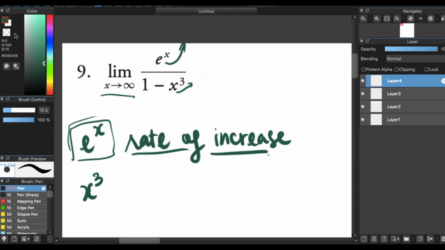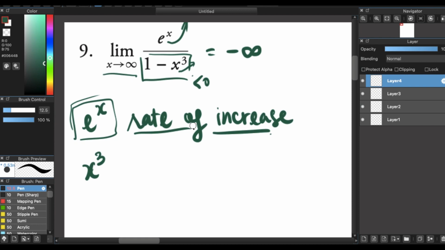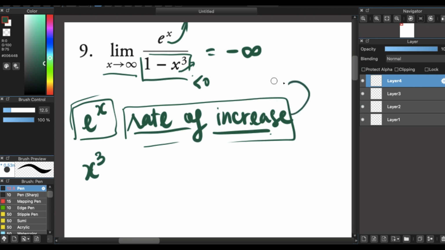And remember that this expression right here indicates that the denominator is smaller than 0, right? So we can conclude that the limit of this function will actually be minus infinity. This one is pretty tricky since you've got to take a look at the rate of increase and then compare it between the numerator and the denominator. But once you get the hang of it, it's going to be much easier.